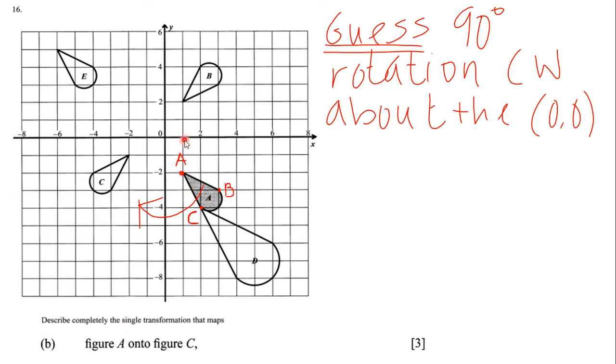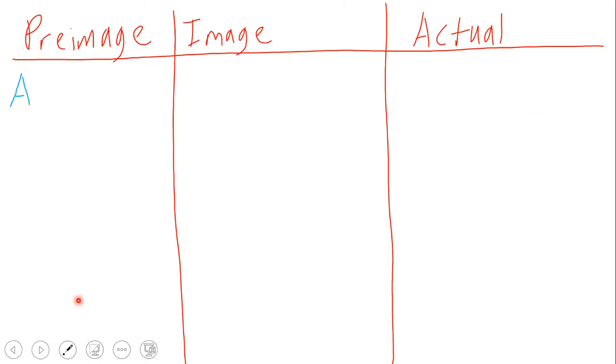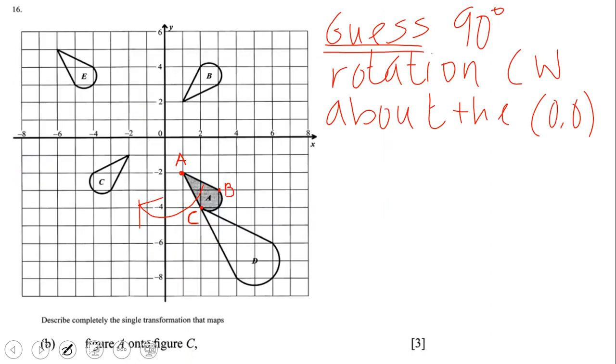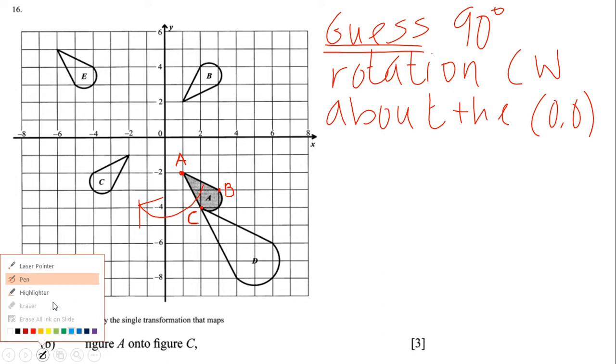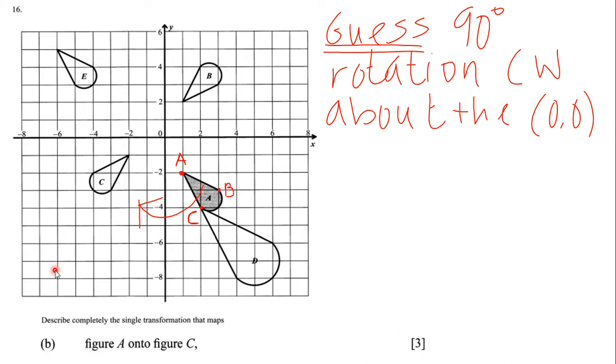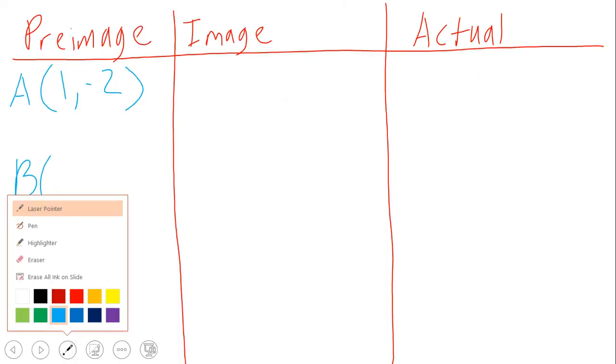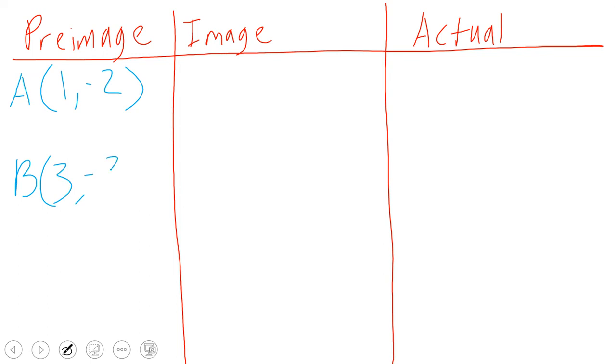Is it one and negative two? Yes, one and negative two. So A is one, negative two. What's the coordinate of B? The coordinate of B is going to be 3 and -3. Very good.